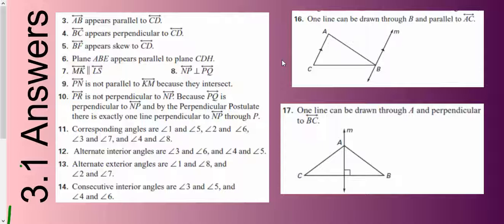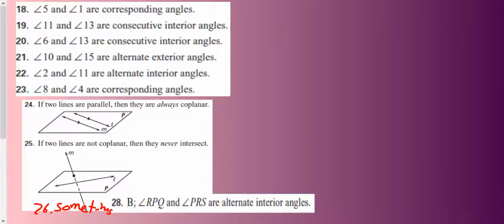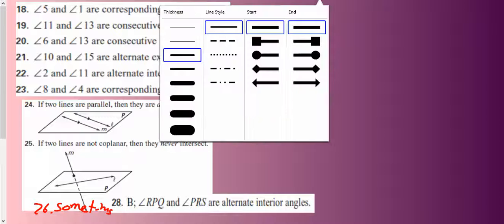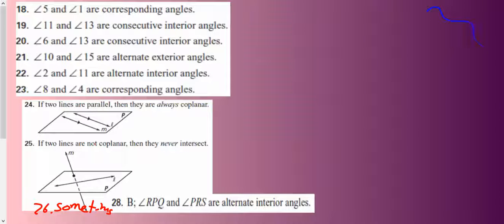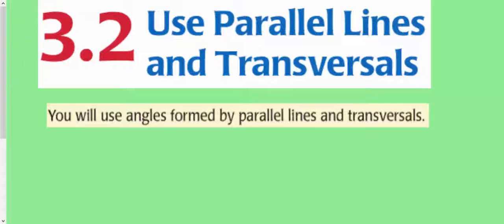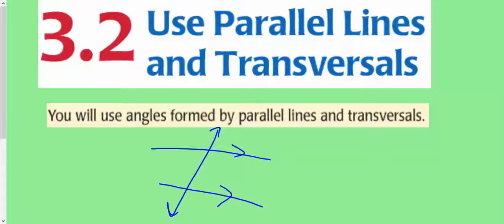Today we're going to be working with 3.2, which is basically a lot of what we did in 3.1, except there's going to be one new condition that's going to change a lot of things for us in a good way. It's going to allow a lot of new theorems to develop. What we're going to be working with is parallel lines and transversals. Yesterday we just had two lines. Now we're going to have two lines that are parallel, and a bunch of our special angle pairs are going to have relationships.